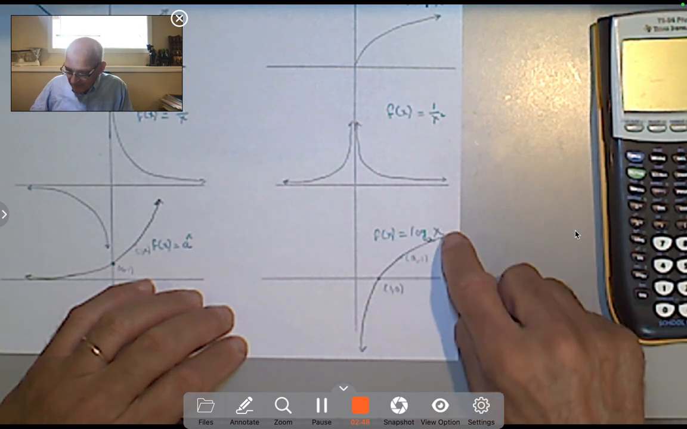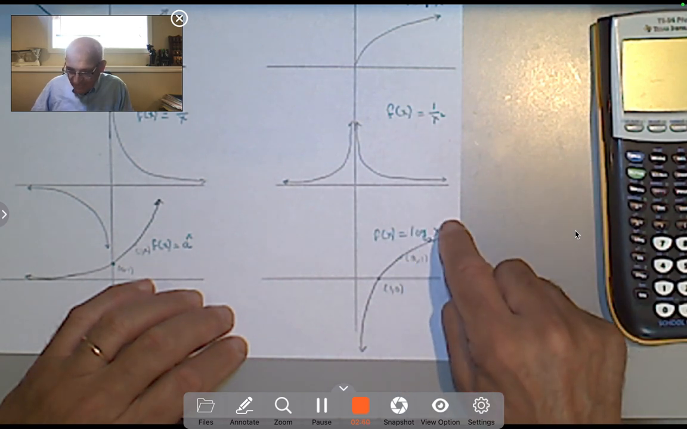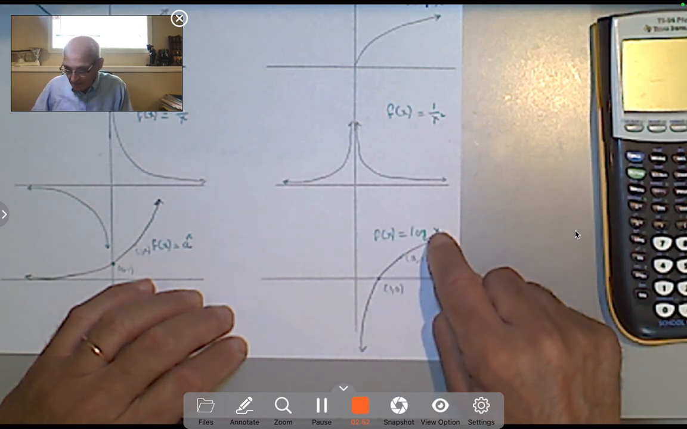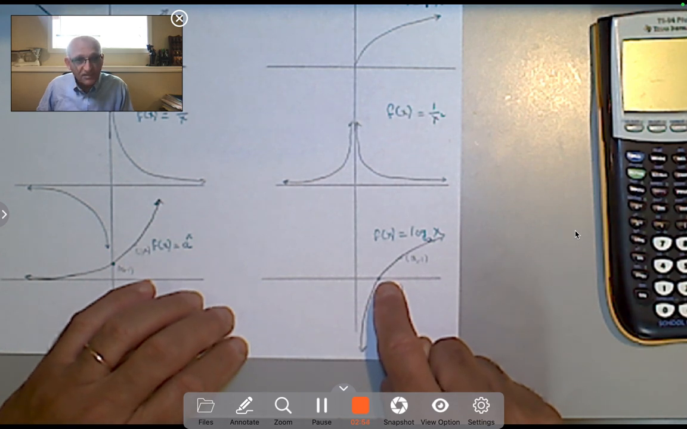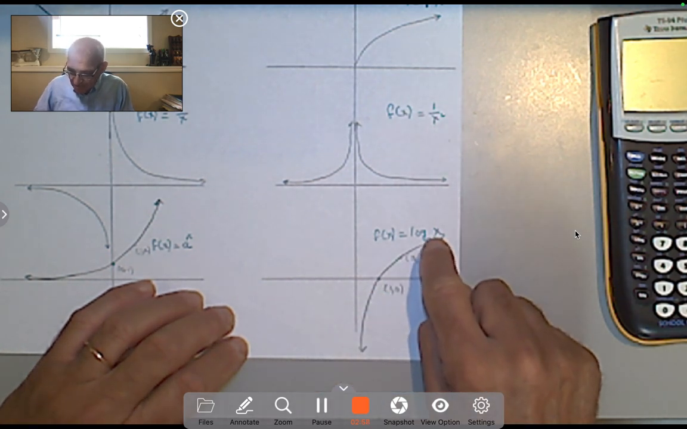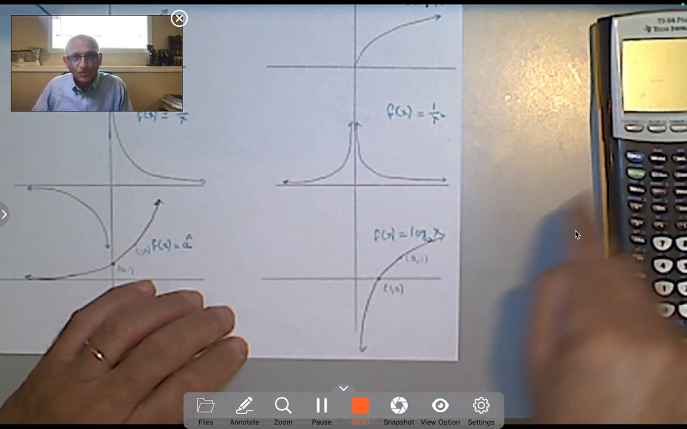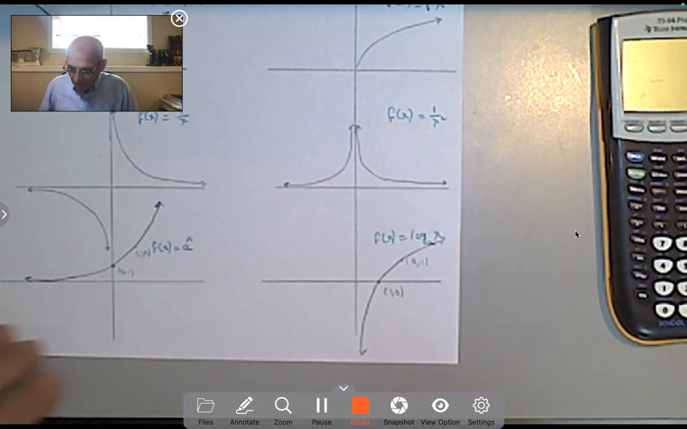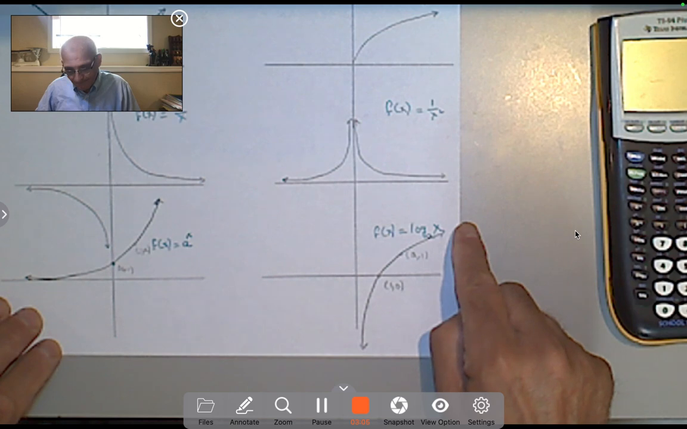Log a of a is 1, and log 1 is 0. So it passes through 1 and 0, and then it passes through the base and 1, the base squared and 2, and so on and so forth. Also, it grows very slowly.